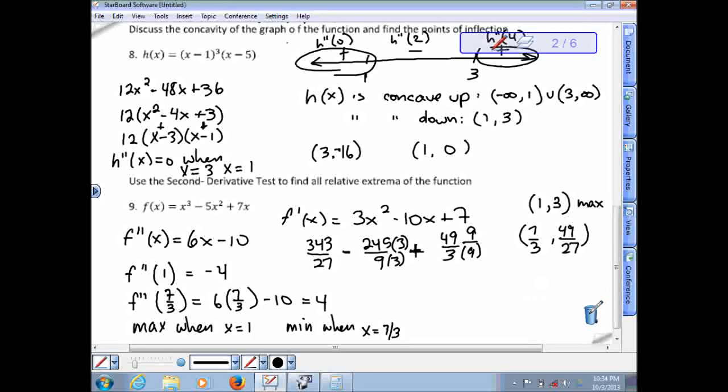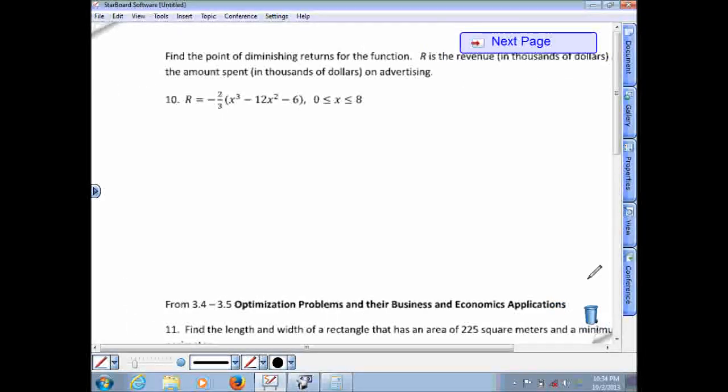The fractions are not all that bad. Okay, the point of diminishing returns, this was part of 3.3's lesson, the latter part. The point of diminishing returns is a point of inflection of a graph when it switches from concave down to concave up. That means it's still increasing, but it starts to increase at a slower rate. That's a point of diminishing returns.